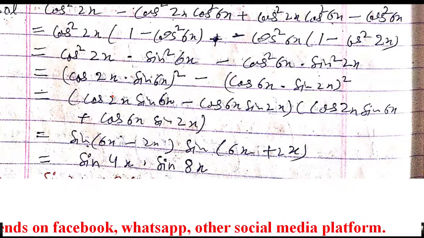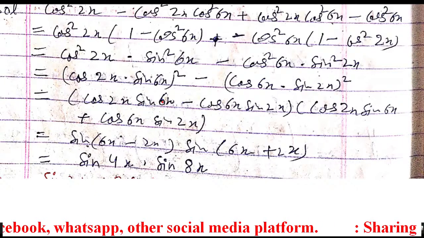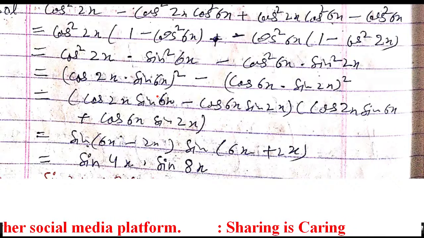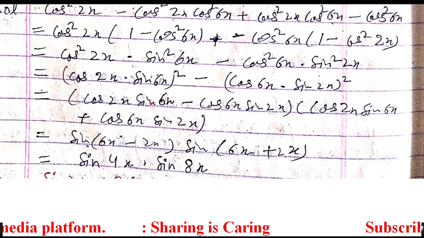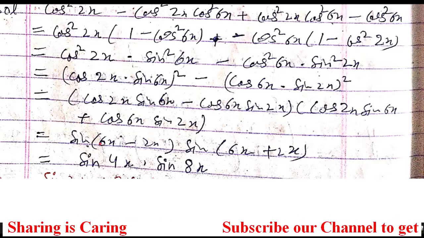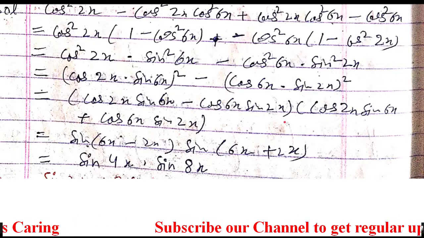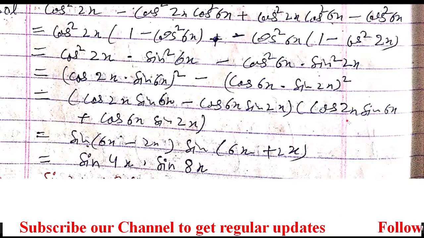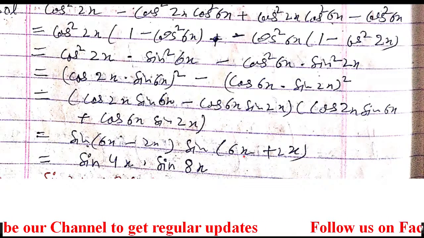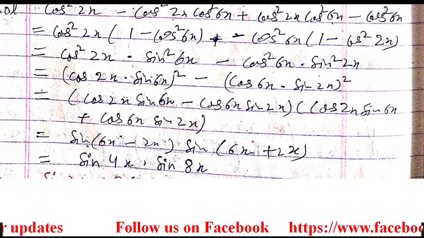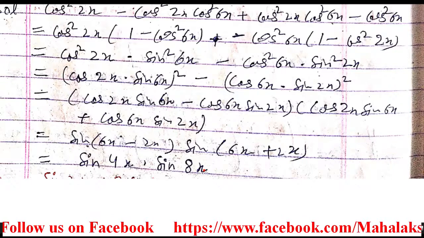Now here again it is in the form of sine, because alternate sine cos and cos sine is coming. So it is the formula of sine x minus y. So here x is 6x and y is 2x. So sine 6x minus 2x, and this is in the form of sin, because in the middle the plus sign is there, so it is in the form of sin x plus y. That's why 6x plus 2x. So 6x minus 2x is 4x and 6x plus 2x is 8x. That is our required result.